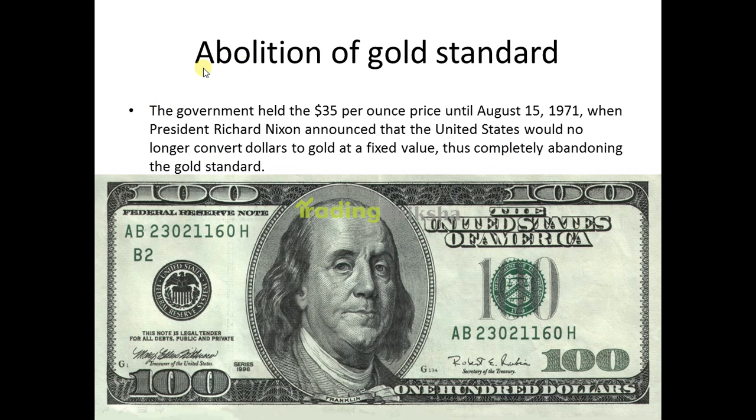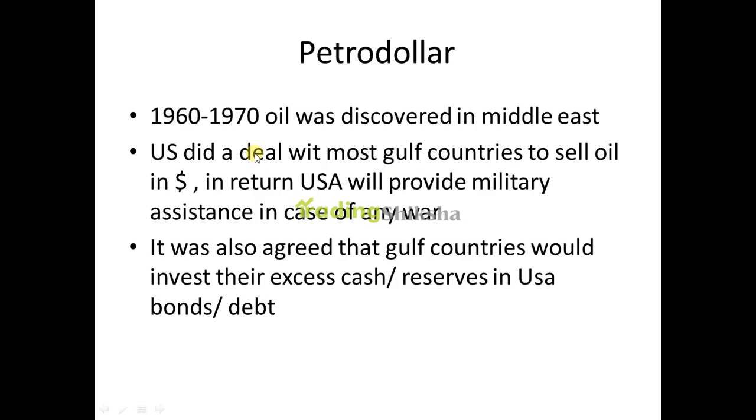After the abolition of the gold standard, since the dollar was no longer backed by gold, people lost confidence in the dollar because it was guaranteed only by the US government. So the US government needed to do something to maintain confidence in the dollar, so that demand for the dollar would remain. Another thing happened during this phase.